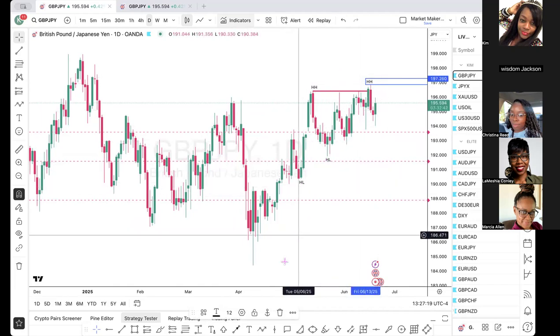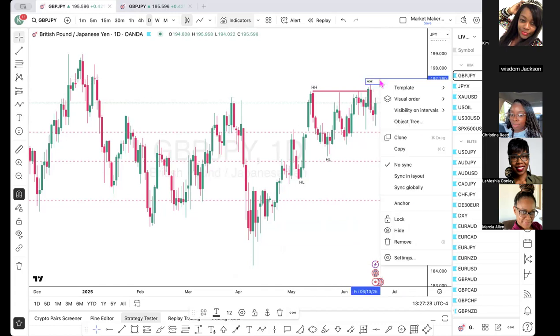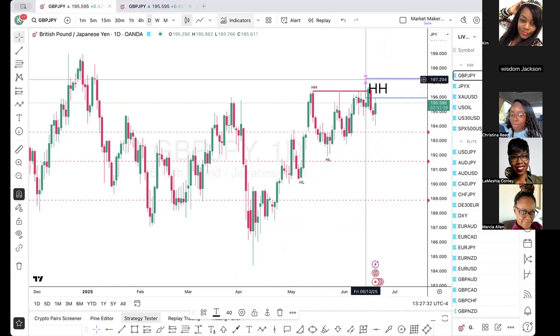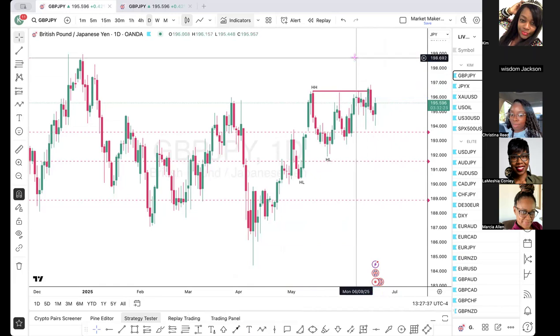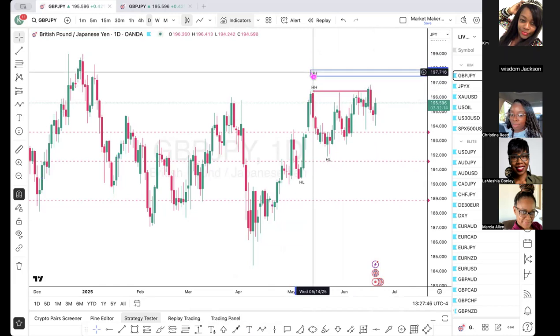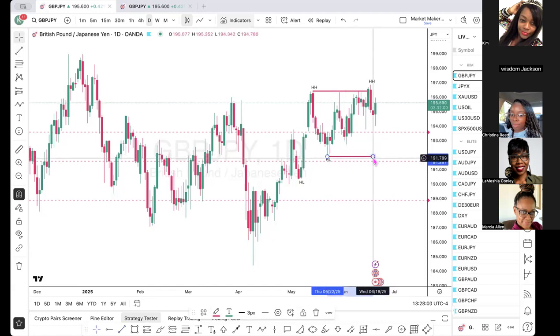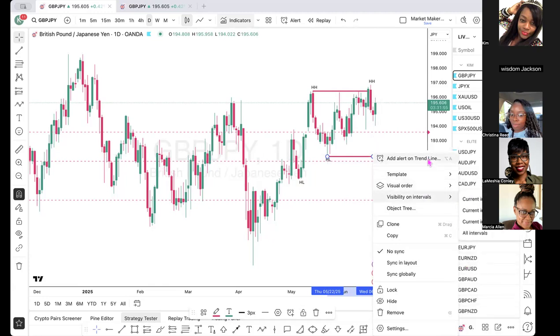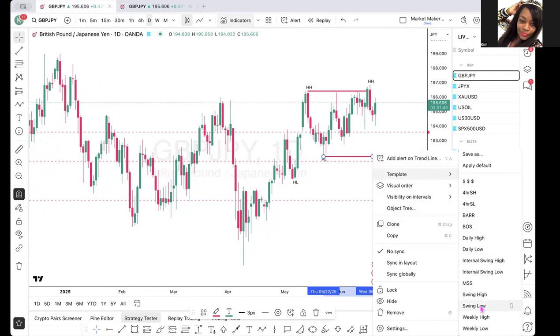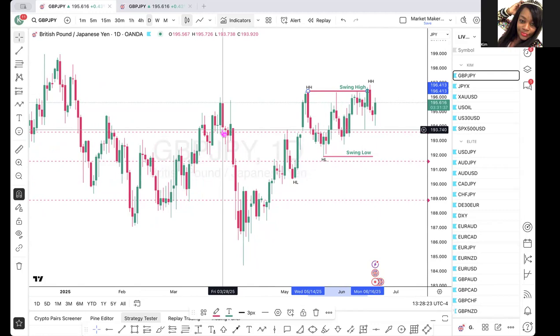Or you can just click your text, put the text box, right click, higher high. So I'm going to Control C and Control V this and just put that right there. So you can either do it like this, or you can just set your swing high, swing low. Let me move y'all out the way. Swing low, swing high. Either way, whichever way you like to see it.